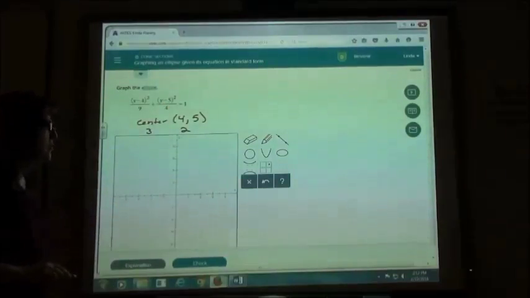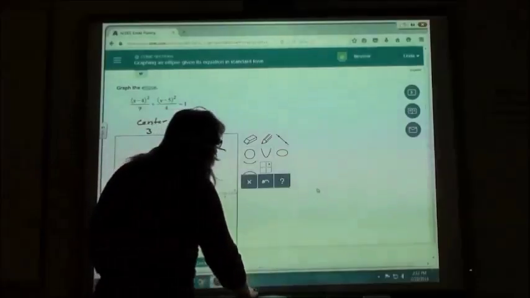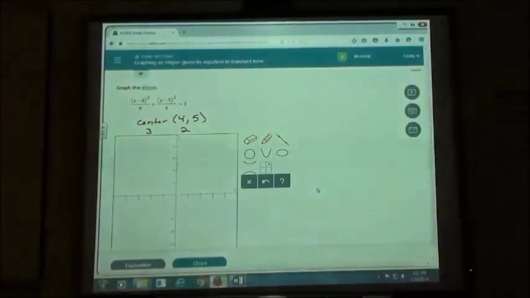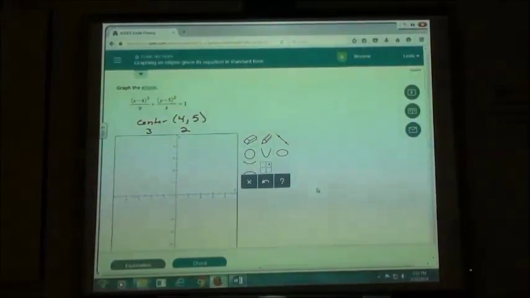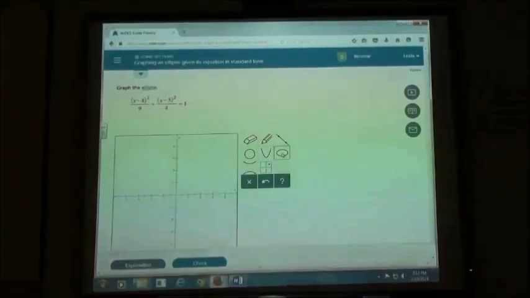Of course, when I go use the tools, my writing will probably come off of there, but I'm going to go ahead. If I grab my ellipse tool, which is this one here, I'm going to click on my center. So I'm going to go to 1, 2, 3, 4, and then 1, 2, 3, 4, 5. I'm going to click to place the center.